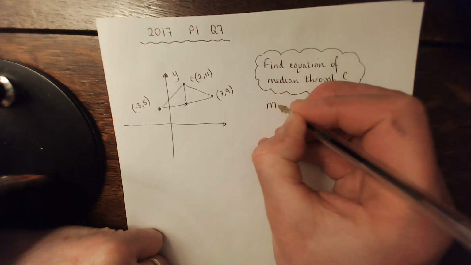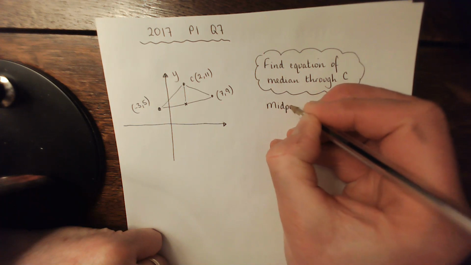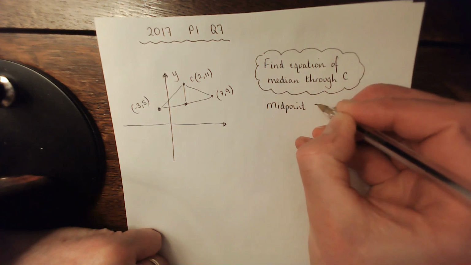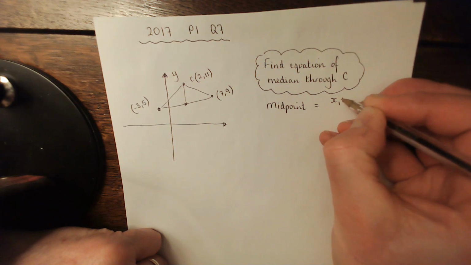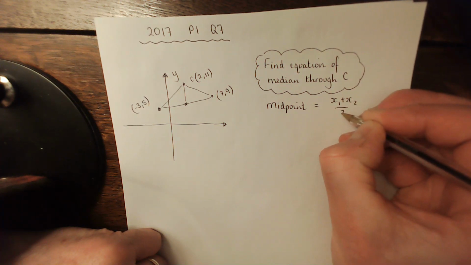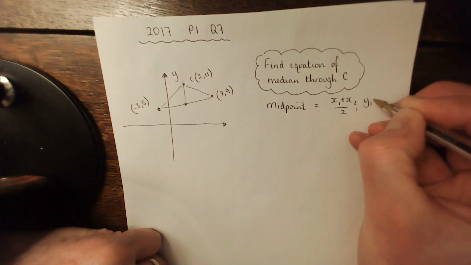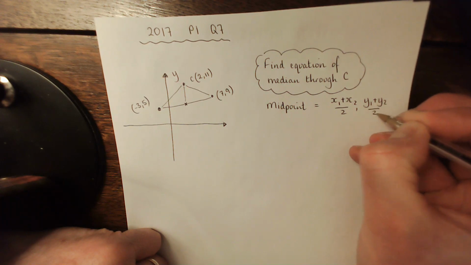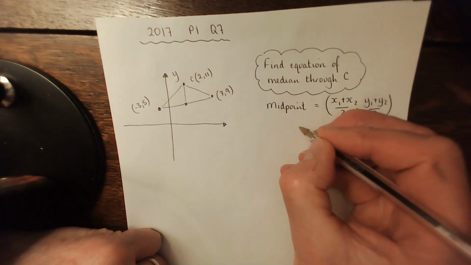Well, the first thing we need is the midpoint. And your midpoint formula is your x1 plus x2 over 2 and your y1 plus y2 over 2. You need to remember that. It's not in your formula sheet.